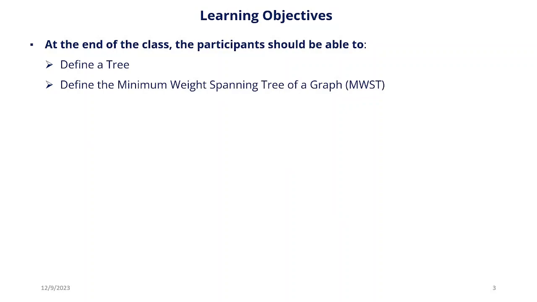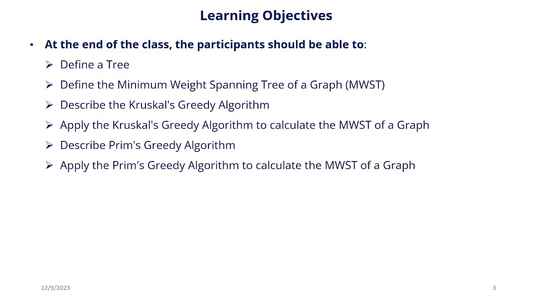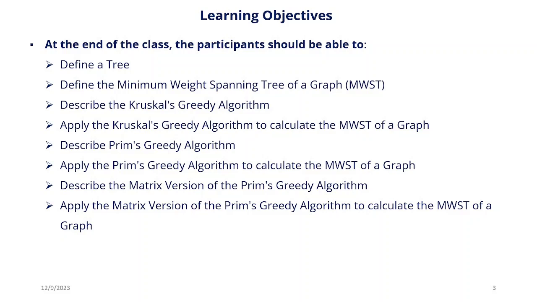Learning objectives. At the end of the class, participants should be able to define a tree, define the minimum weight spanning tree of a graph, describe the Kruskal greedy algorithm, apply the Kruskal greedy algorithm to calculate the minimum weight spanning tree of a graph, describe the Prim's greedy algorithm, apply the Prim's greedy algorithm to calculate the minimum weight spanning tree of a graph, describe the matrix version of the Prim's greedy algorithm, and apply the matrix version of the Prim's greedy algorithm to calculate the minimum weight spanning tree of a graph.